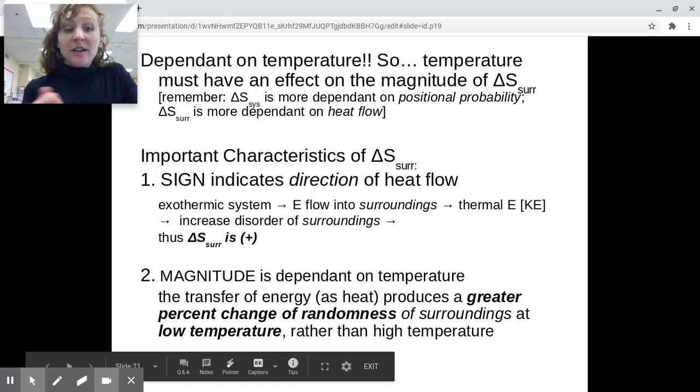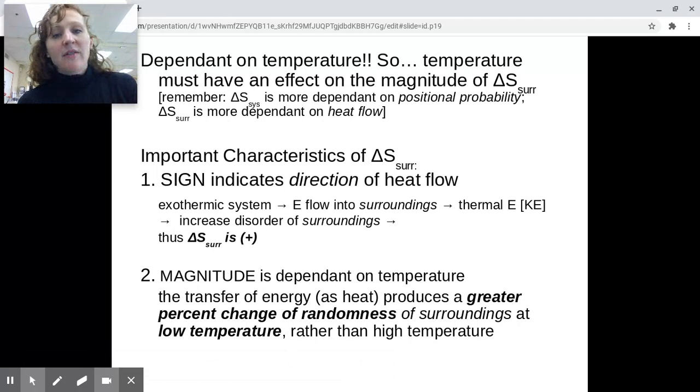Okay, so here's the deal. Temperature is going to have an effect on the magnitude of entropy of the surroundings. Remember, entropy of the system is more dependent on positional probability. Entropy of the surroundings is more dependent on heat flow. And the temperature makes a difference for the heat flow more than it does for the positional probability. And so the magnitude of entropy of surroundings is going to be temperature dependent.